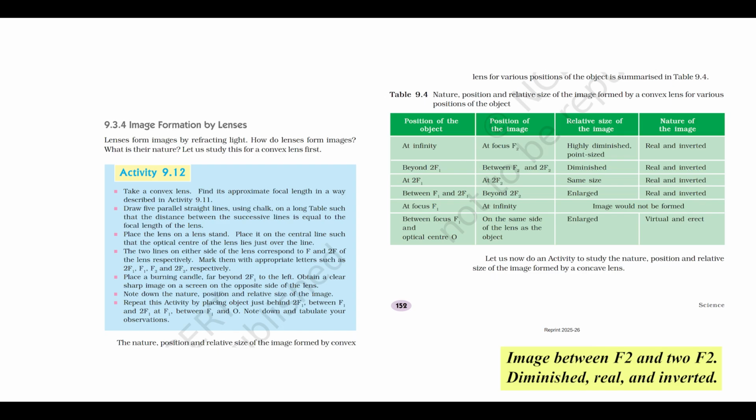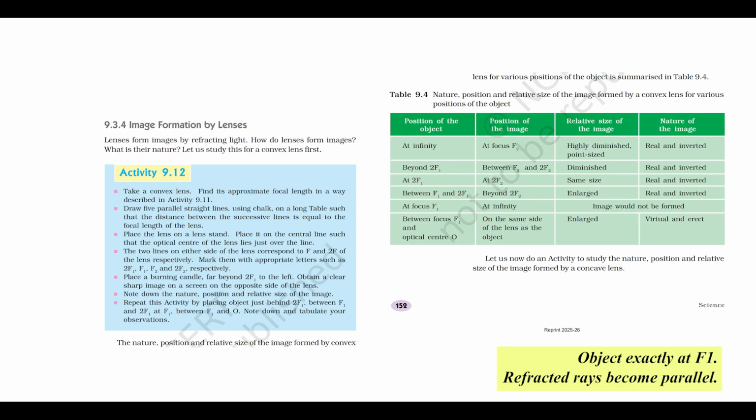Diminished, real, and inverted. Object exactly at 2f1. Image exactly at 2f2. Same size, real, and inverted. The symmetrical point again. Object at 2f1, image at 2f2, same size. Like object at C, image at C for concave mirrors. Exactly the same pattern. Object between f1 and 2f1. Image beyond 2f2. Enlarged, real, and inverted.